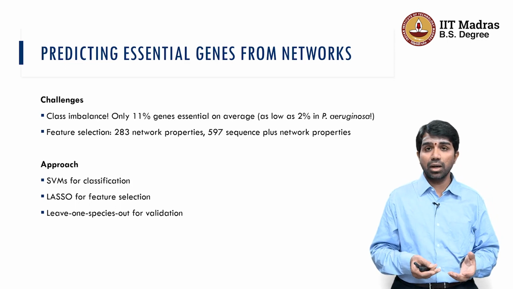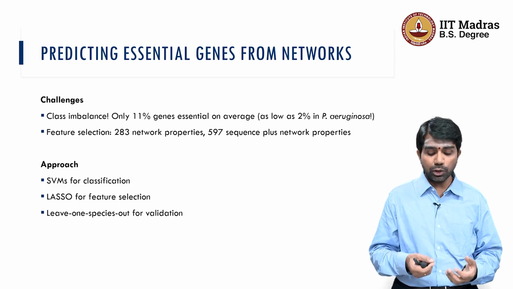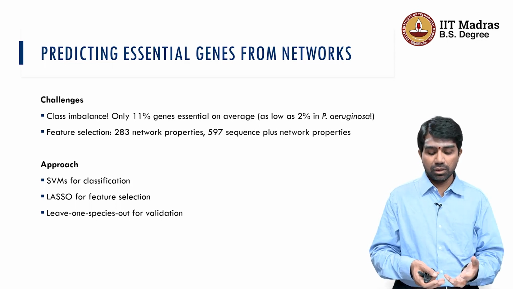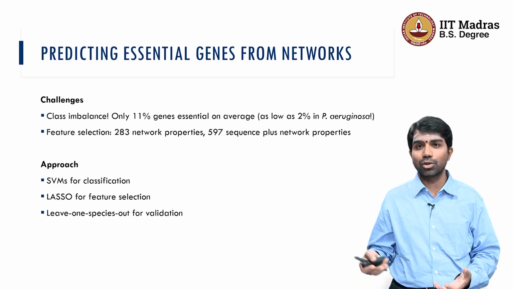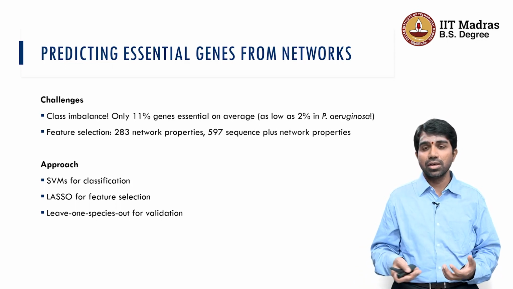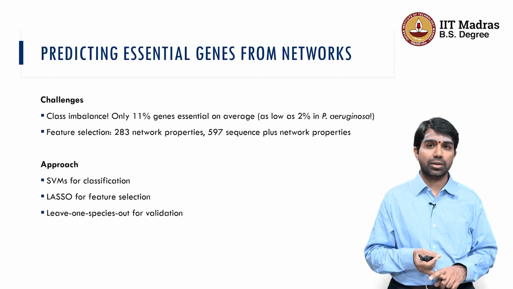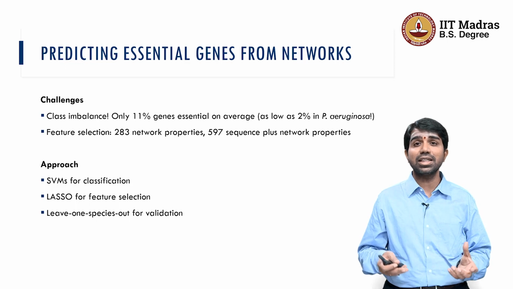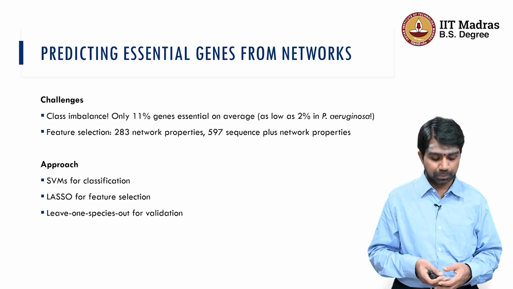And we also had a huge number of features. So, feature selection was a challenge. How do you pick the right features from as many as 283 network features or another 200 odd sequence features as well? These are all features that are readily generatable given a sequence or given a network. So, it's quite easy to produce these for any organism of your interest.